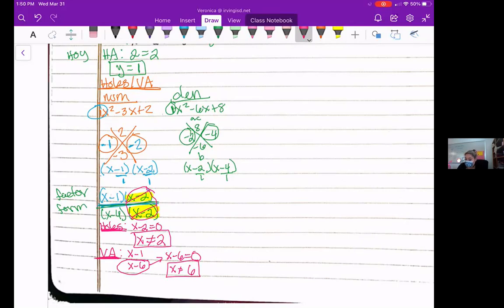So your vertical asymptote is that x cannot equal 6. Why? Remember, if you plug in that 6, 6 minus 6 is 0, and 0 times any number is always 0, and that cannot happen in the denominator. That is why we have a vertical asymptote there. What else am I missing?